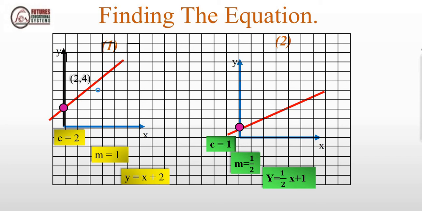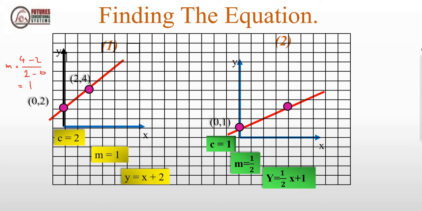Because we have 2 points in the first straight line: (0, 2) and (2, 4). To get the slope, difference in y means 4 minus 2, over difference in x, 2 minus 0, equals 2 over 2 equals 1. Therefore, the slope m equals 1.